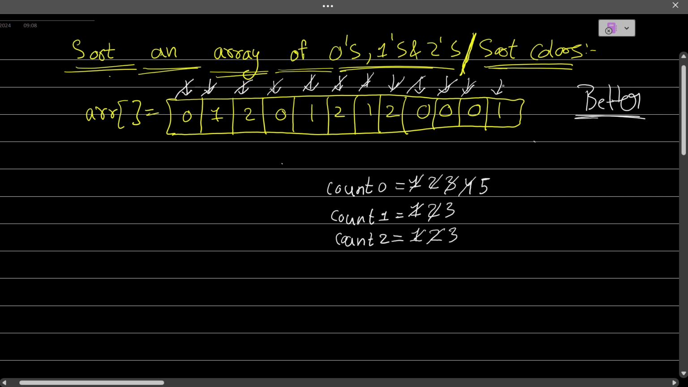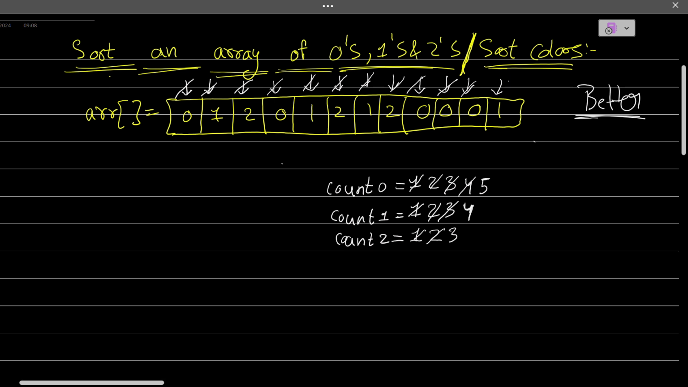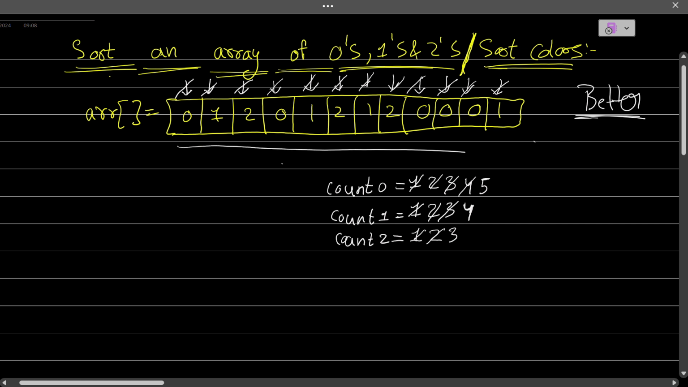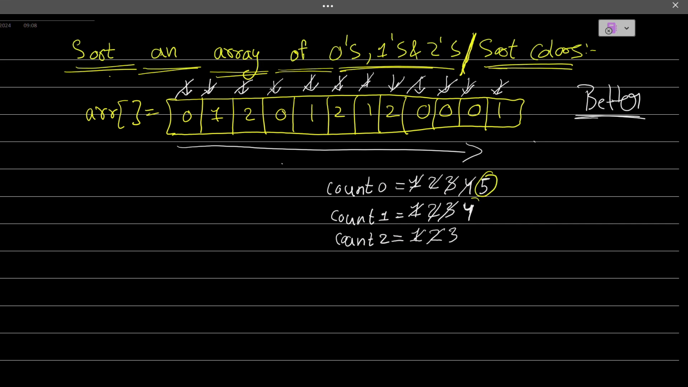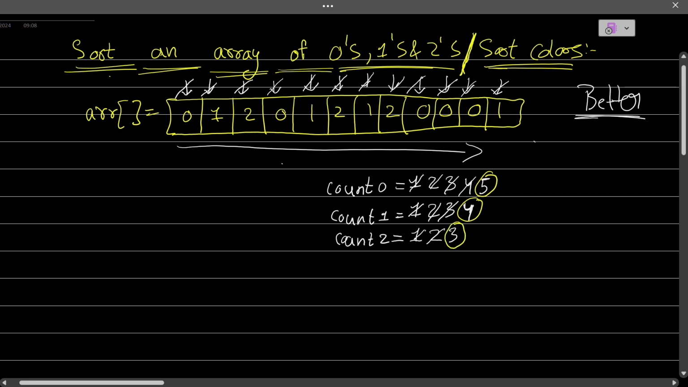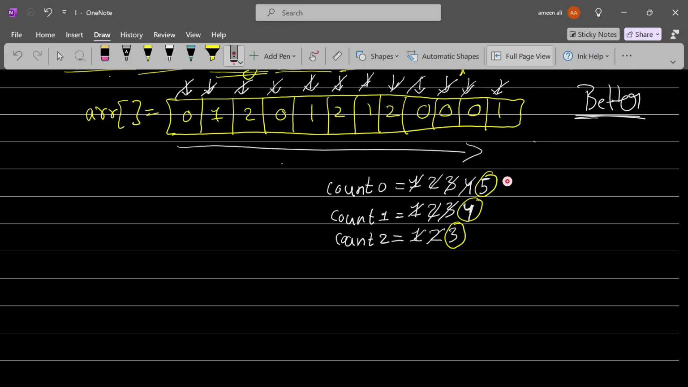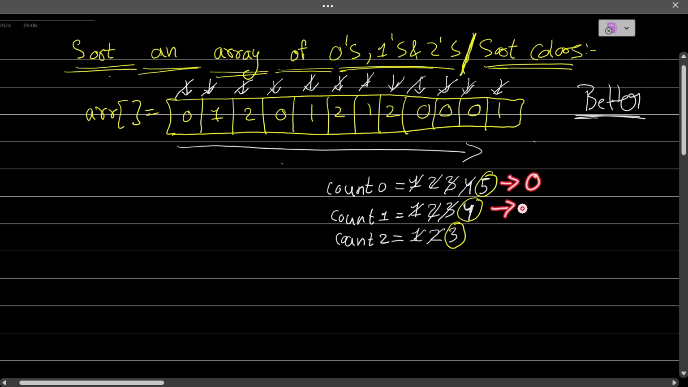And I move. Then there is 1, so I'll increase counter 1 by 1, and counter 1 will be 4. So okay, when I complete the single iteration over the array, I've got counter 0 as 5, counter 1 as 4, and counter 2 as 3. So I can say there are 5 zeros, 4 ones, and 3 twos. This is how we're going to do the better solution.